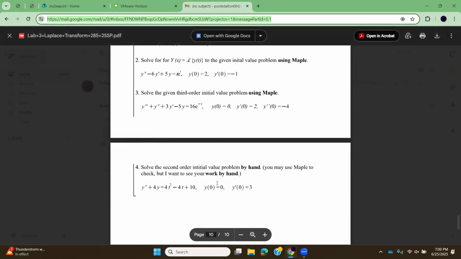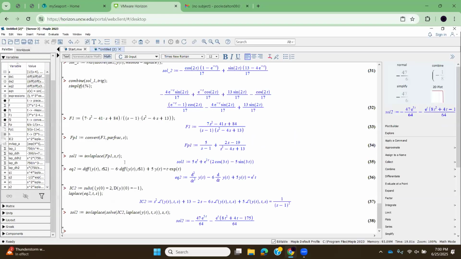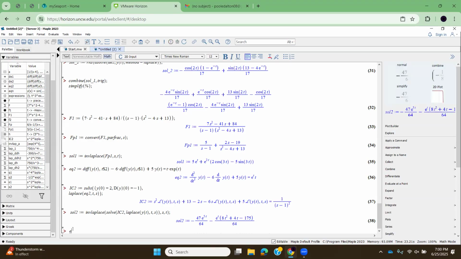This one we just want to check using Maple. And this one again, solve the given third order using Maple. So it's going to be the same kind of deal, right? So we'll say equation 3.